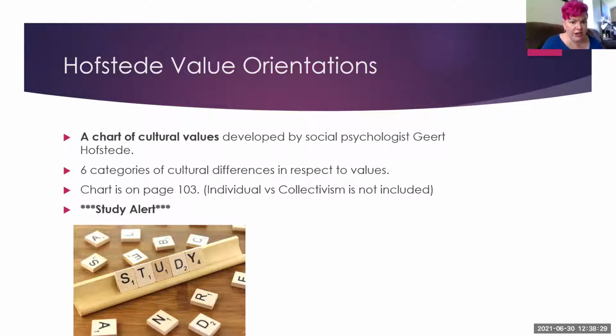Now, something I want to point out: when you look at the chart on page 103 in your book, for some reason, they list 5 categories. I don't know why. It's always seen as 6 when you Google these value orientations. So the one that is not listed on the chart is individual versus collectivism, but we are going to include that within our own study. So I just want to make sure I make that very, very clear. So make sure you take notes about individual versus collectivism, okay?